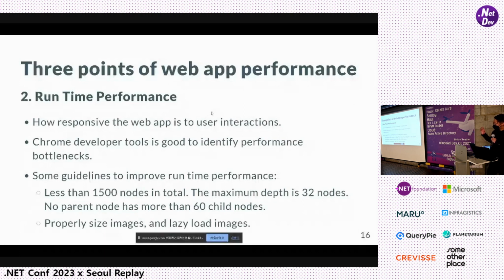Then I'm showing some guidelines to improve runtime performance. The first bullet is about the DOM tree. To improve the performance, you should keep the DOM tree to less than 1,500 nodes in total. The maximum depth is 32, and a parent node shouldn't have more than 60 child nodes.